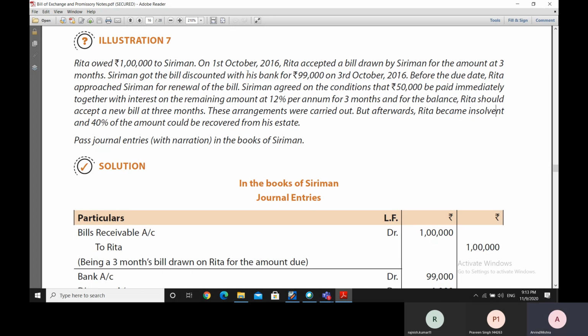Now, before the due date, Rita has approached Siriman for renewal of the bill, because she is not in a position to pay. Siriman has agreed on the condition that 50,000 rupees would be paid immediately, along with the interest on the remaining amount at 12% per annum for 3 months. And for the balance, Rita should accept a new bill at 3 months.